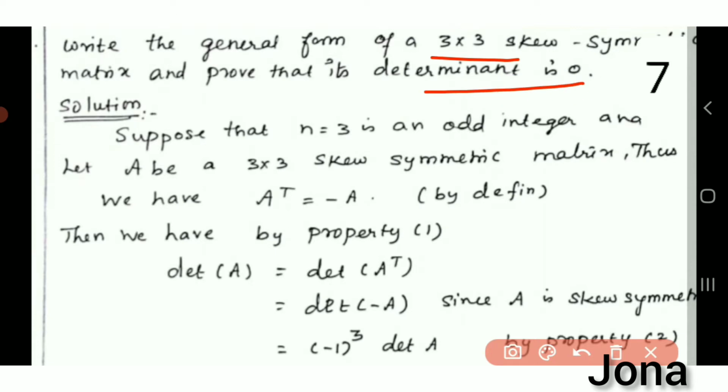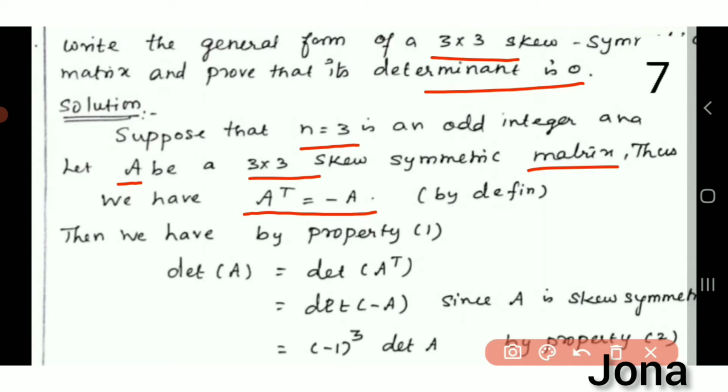Suppose n equal to 3, because it's a 3 by 3 skew symmetric matrix. So we take n equal to 3, an odd integer. Here let the matrix A be the 3 by 3 skew symmetric matrix. The definition for a skew symmetric matrix is A transpose equal to minus A.